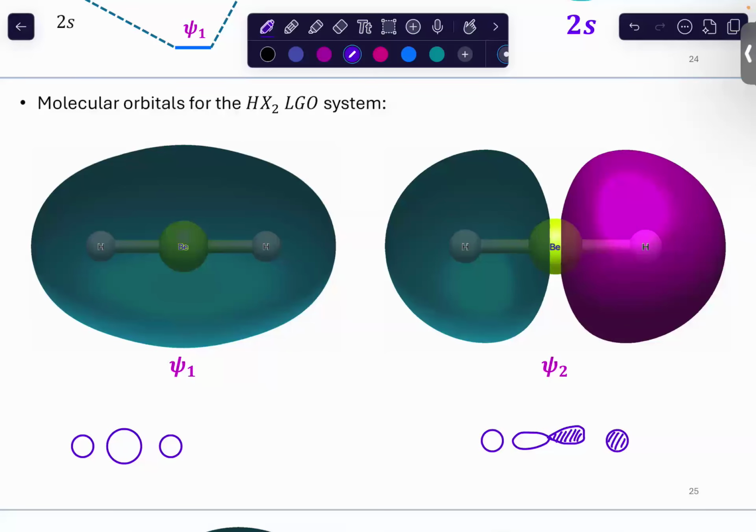Now, this one's going to be higher in energy. Why? Because of the P. Right. So instead of SSS, we have an SPS. So we're getting a little bit higher energy out of the character.